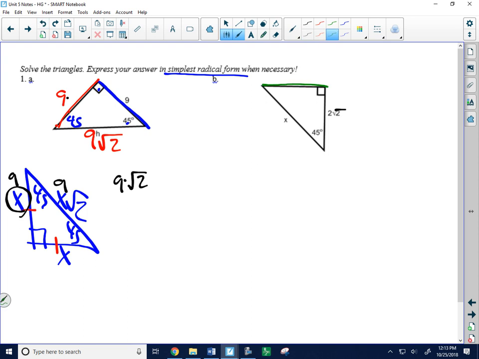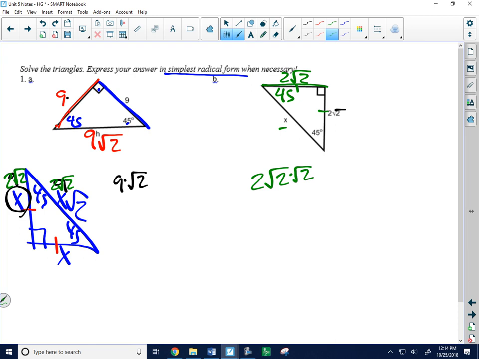On the next one, I'm going to go ahead and fill in here. Is that all right? The legs, sorry, I should put 45 and 45. The legs are the same, right? So 2 radical 2. So using the same logic over here, instead of 9, it's 2 radical 2. So the hypotenuse is going to be 2 radical 2 times radical 2. Really multiplying by radical 2.